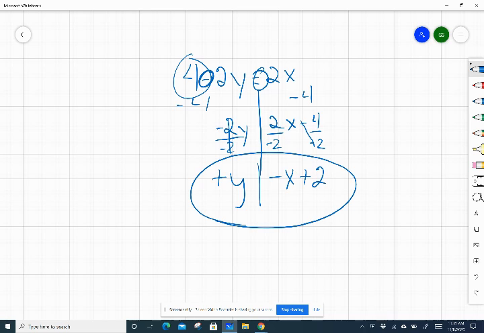So that's how we're going to use this. And we need to get really good at this as we go through.